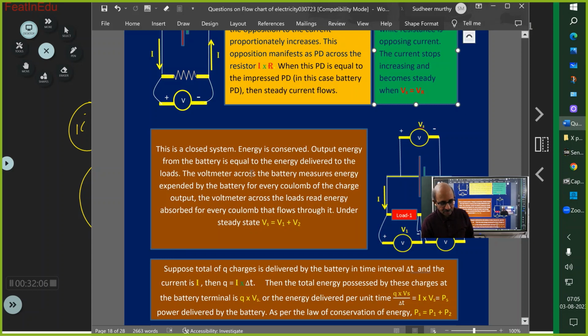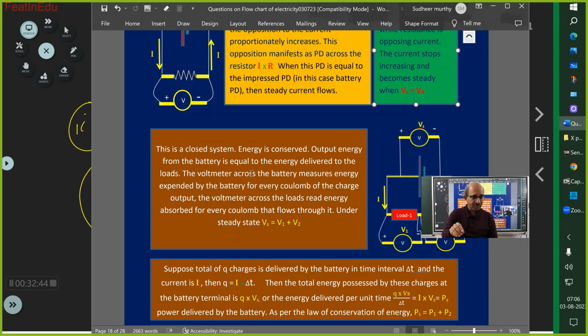Okay. Now battery and resistor, this is a closed system. Whatever energy is inside the battery is going to the resistor. Okay? So all of that is an internal matter. So it is called a closed system. Energy is not entering from outside. Whatever chemical energy there is gets converted into electrical energy. Electrical energy is getting converted into heat energy in the resistor. Okay. This is a closed system. Energy is conserved.